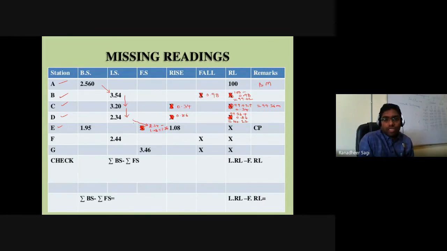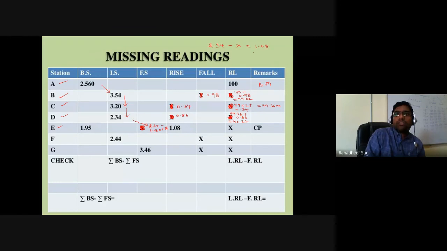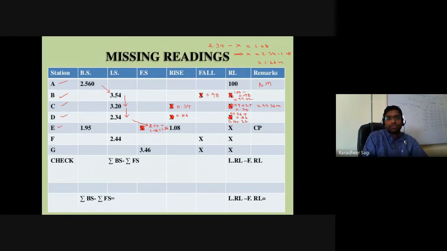Hope you understood what I said. Generally, how do we calculate? Previous point minus this subsequent point should be equal to plus 1.08, because it is given under rise. So from this, I can say my x is nothing but 2.34 minus 1.08, which I have represented as 1.26 meters.